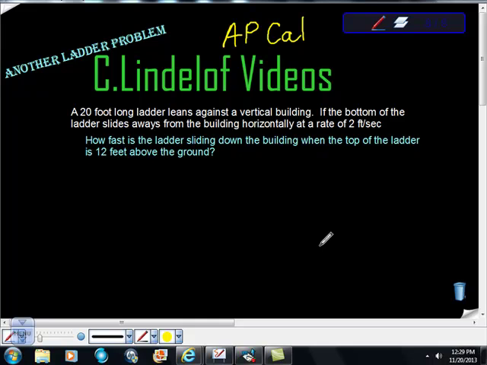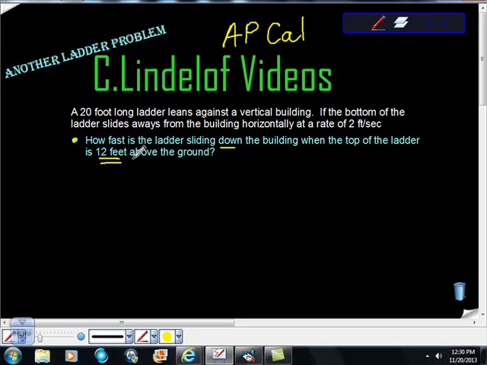Okay, C. Lindelof videos, AP Calculus, another ladder problem from related rates. Thought I'd do this one. It says a 20-foot long ladder leans against a vertical building. If the bottom of the ladder slides away from the building horizontally at a rate of 2 feet per second, then we're asked to answer this question. How fast is the ladder sliding down the building when the top of the ladder is 12 feet?